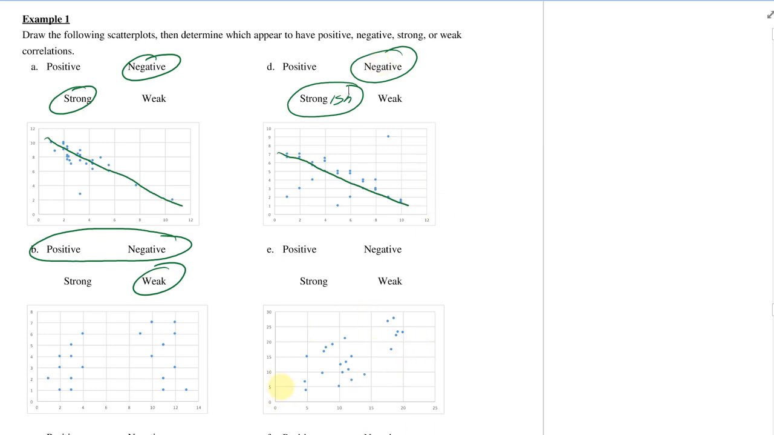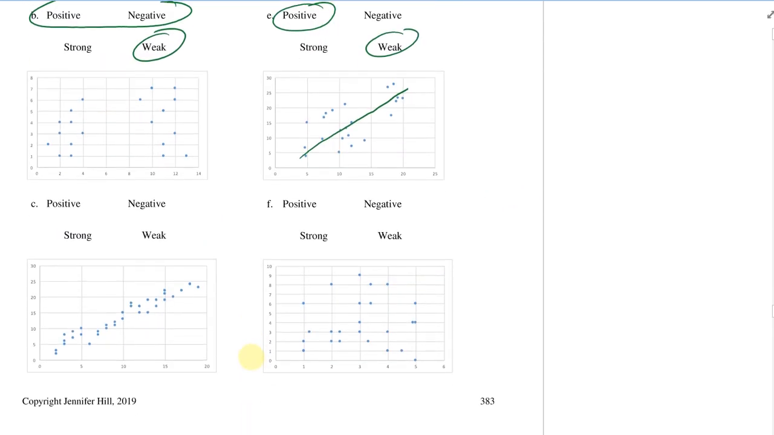Now, what about this one? To me, this looks positive. The data is definitely going in this direction. So I could make this line. So it's positive, but it's pretty weak, right? You have all this data. It's not that tightly wound around the line. Okay, so let's just look at the last two together then.